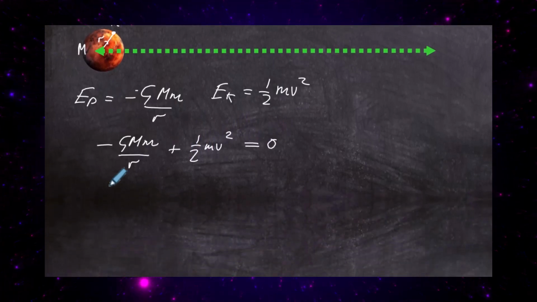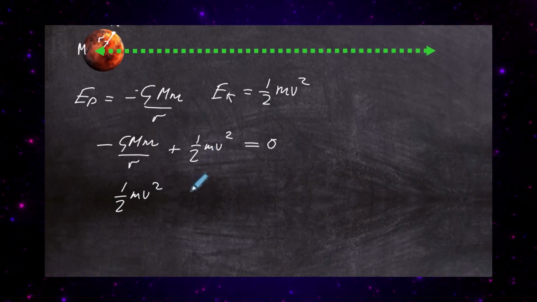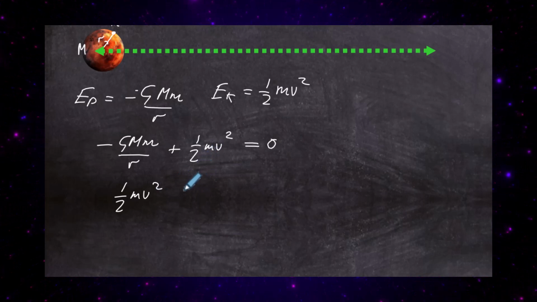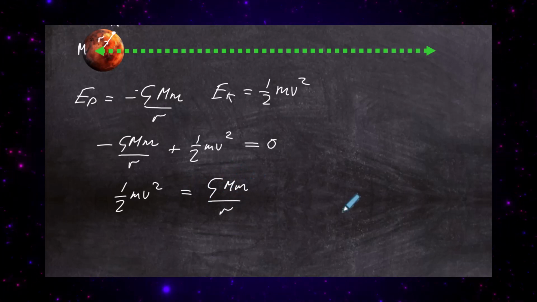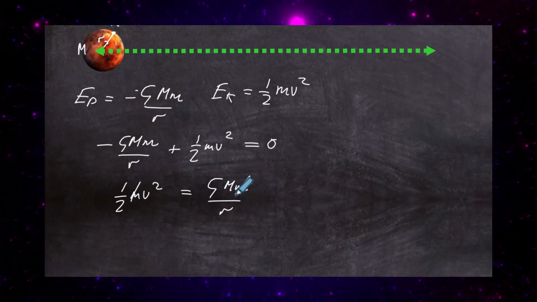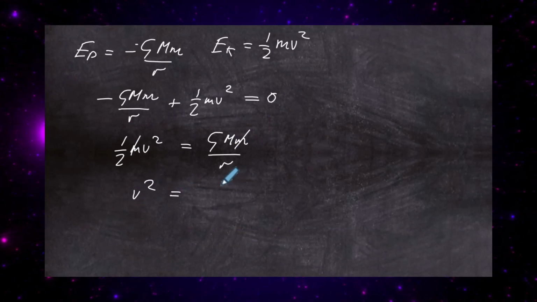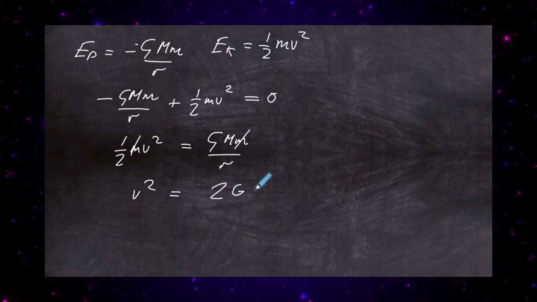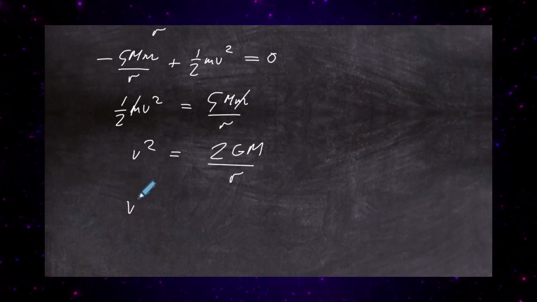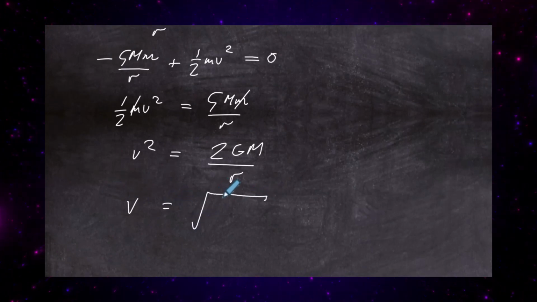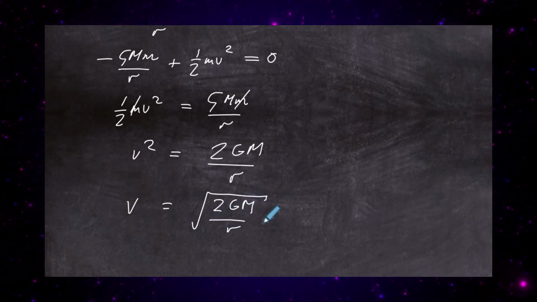We can rearrange now. We can say that 1/2 mv squared, to keep that on this side, take the minus G capital M small m divided by r over to the other side, and we have that. And you can see we've got m on each side, so we can cancel those out. And we can multiply both sides by 2, and we're left with v squared is equal to twice the gravitational constant times the mass of the planet divided by r. And our last move then is to find the value for v by taking the square root of that expression, 2G capital M over r.